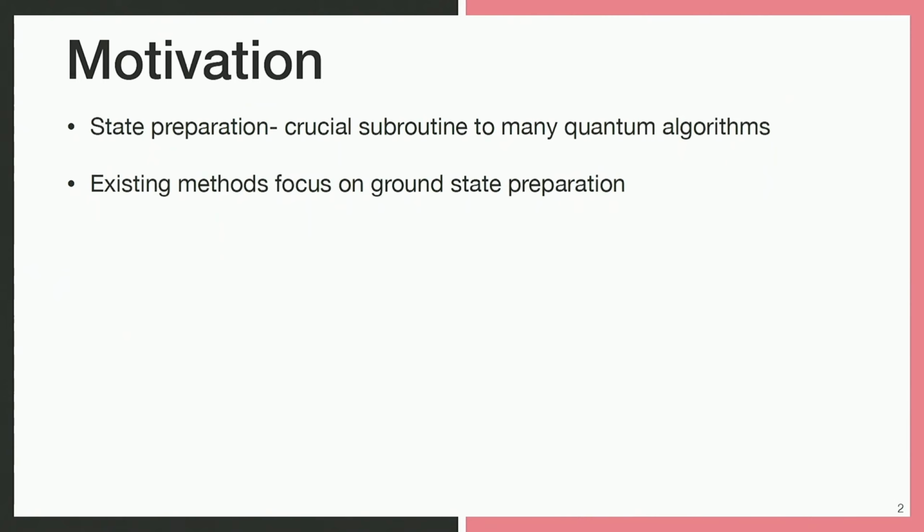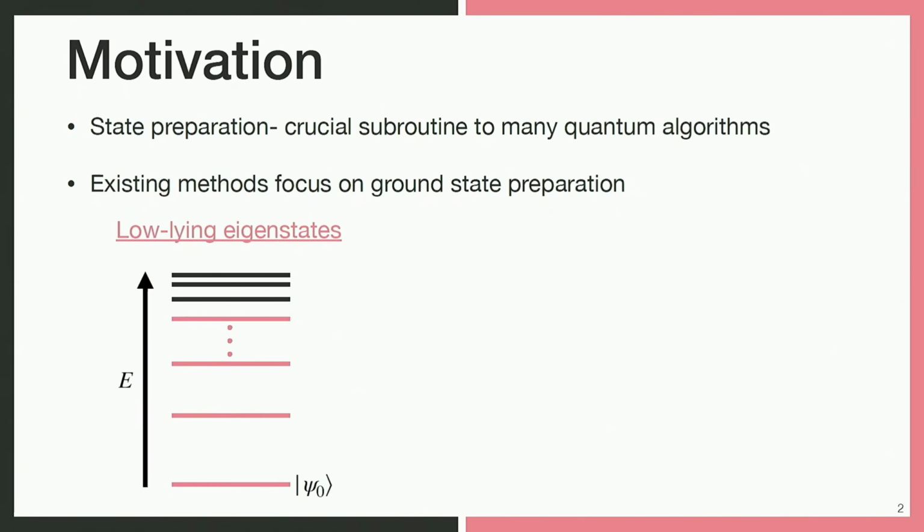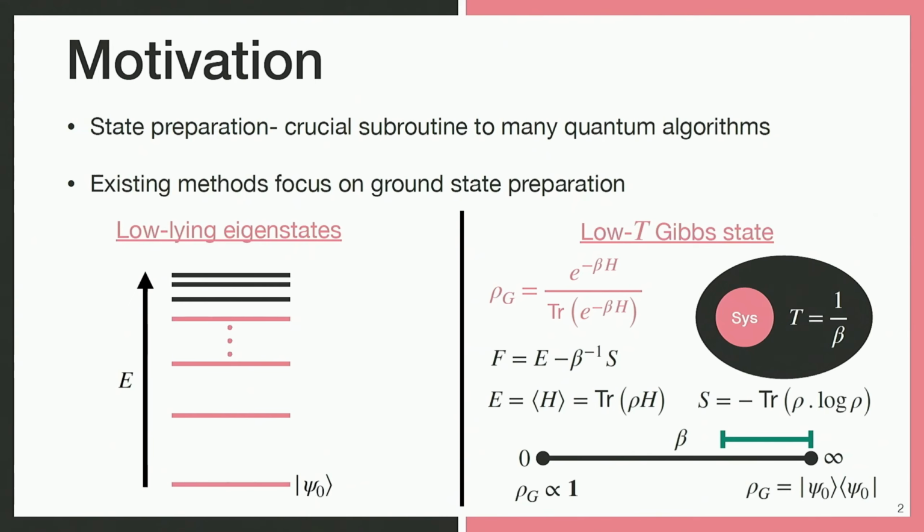So throughout this conference, you've heard that state preparation is a crucial subroutine for many quantum algorithms, so I won't go into it further. But existing methods that we have currently primarily focus on ground state preparation. The type of states we are interested in this work are low-lying eigenstates of a given Hamiltonian and the corresponding low-temperature Gibbs states of that Hamiltonian, where the Gibbs state is defined as the following way, and it describes a system that is held at equilibrium with a thermal bath at temperature T.